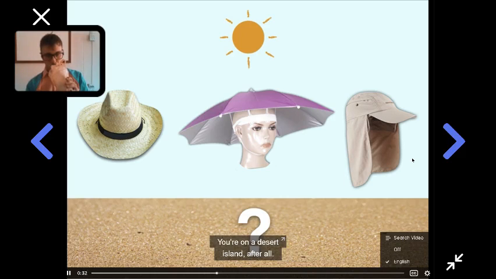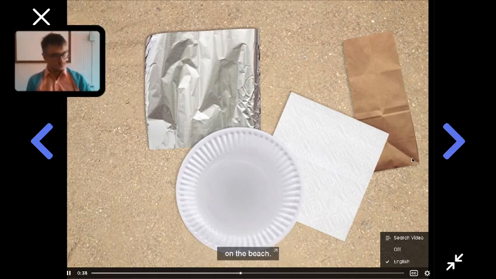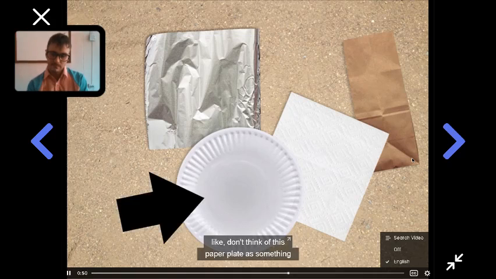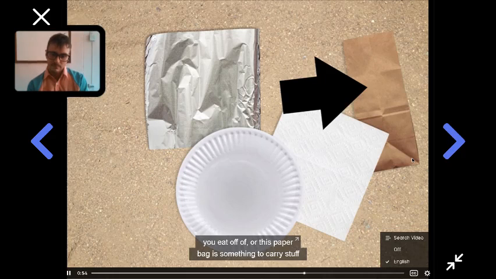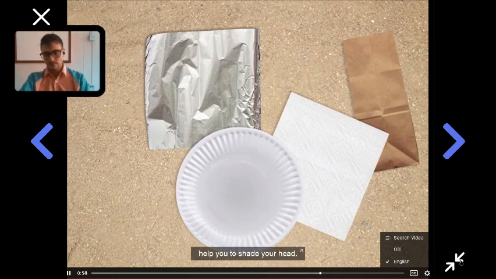You're on a desert island after all. All you have to work with are these lunch supplies from the boat, from when a lunchbox washed up on the beach. You'll look at each thing and decide whether it will be useful in making a hat. Rather than thinking about what the thing is, I want you to think about the material it's made of. Like, don't think of this paper plate as something you eat off of, or this paper bag as something to carry stuff in. Just think about how these materials can help you to shade your head. Are you ready to get started?